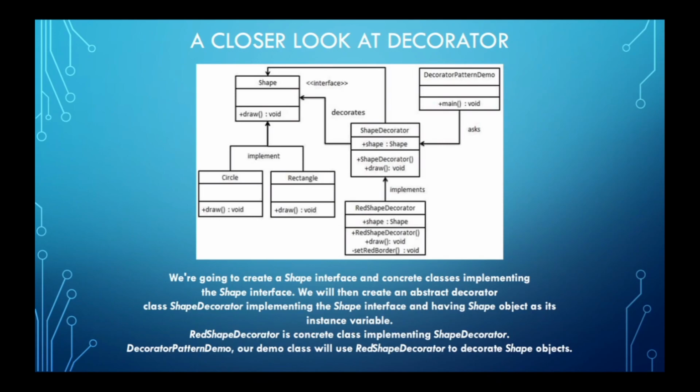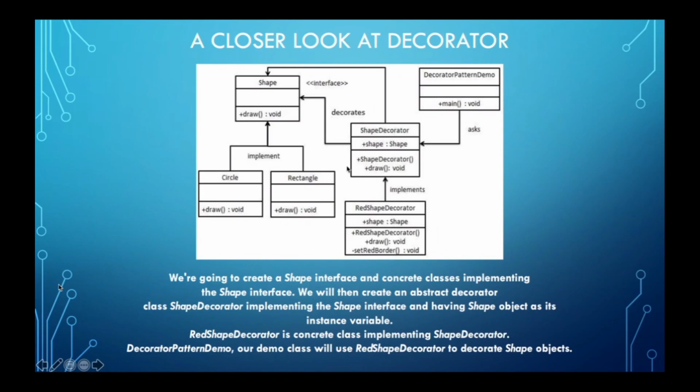So pretty much, if we look at this decorator pattern diagram, we have the main method in the decorator pattern demo class asking the shape decorator, calling the shape decorator constructor, and it'll decorate the shape we have right over here, and it'll draw a circle or rectangle, shape being the interface that circle and rectangle implement.